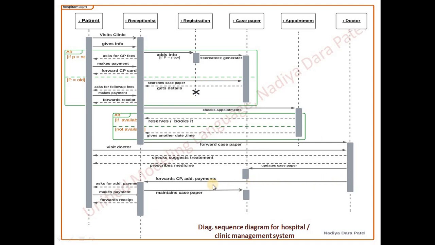Further, he will forward the case paper and any additional payments he has charged to the receptionist. Now the receptionist will ask the same, that is, for the additional payment from the patient. He will make the payment and the receptionist will forward the receipt. Before forwarding the receipt, as soon as she gets the payment, she will maintain the case paper, whatever it is, she will just put it back in the folder, or if it is an automated system, she will just update it.